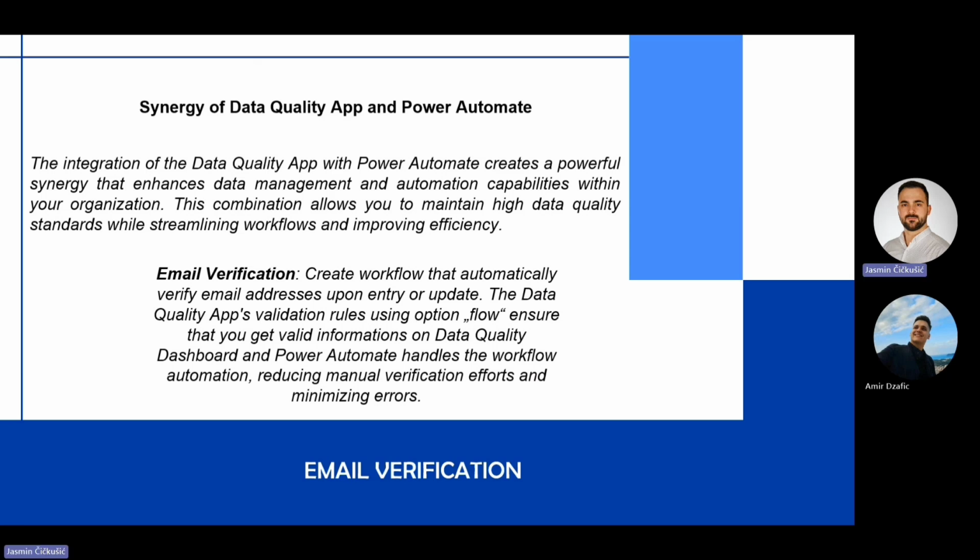The other option that you can have is customer data management. So you can keep customer records accurate and up to date by automating data processes. Another option is address verification. Similar to email verification, you can connect it with the flow option and have your address verification in line. But more of that in the future.